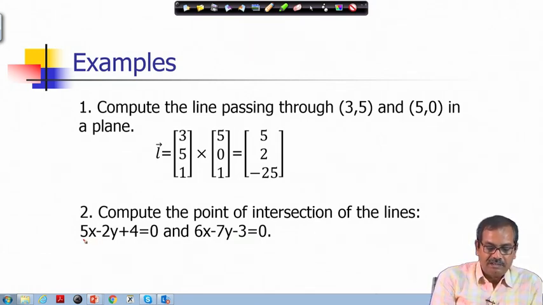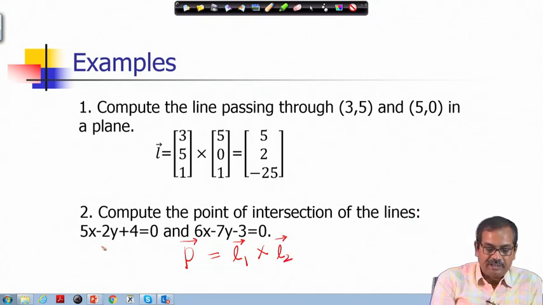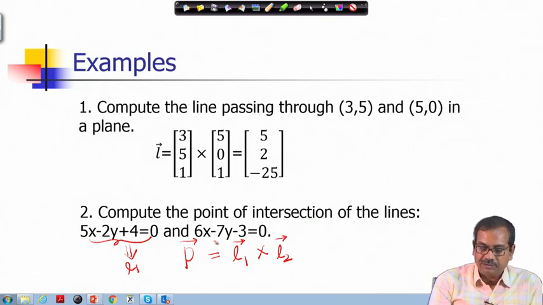So, what is the rule or what kind of operations we have to do? The intersection point, if I consider the intersection point as say P, that would be the cross product of these 2 vectors L1 and L2, where this will represent L1. Let us see how we will do it, and this line will represent L2.